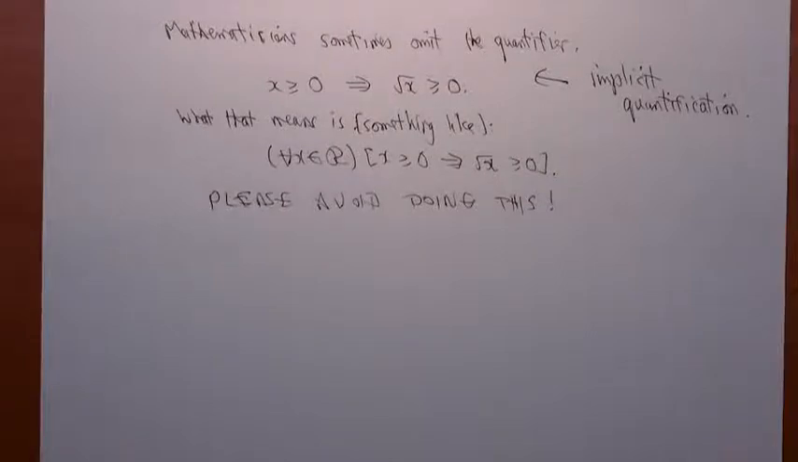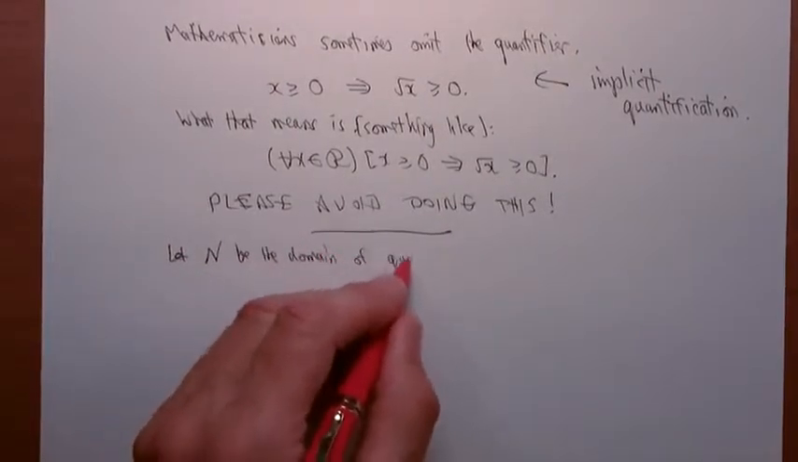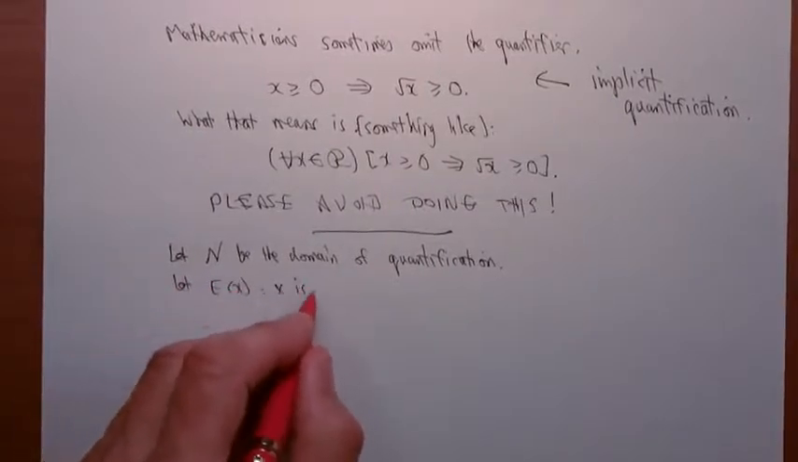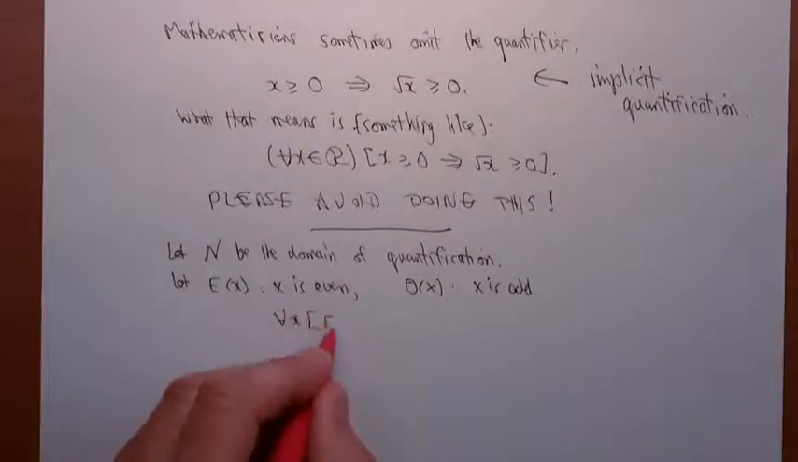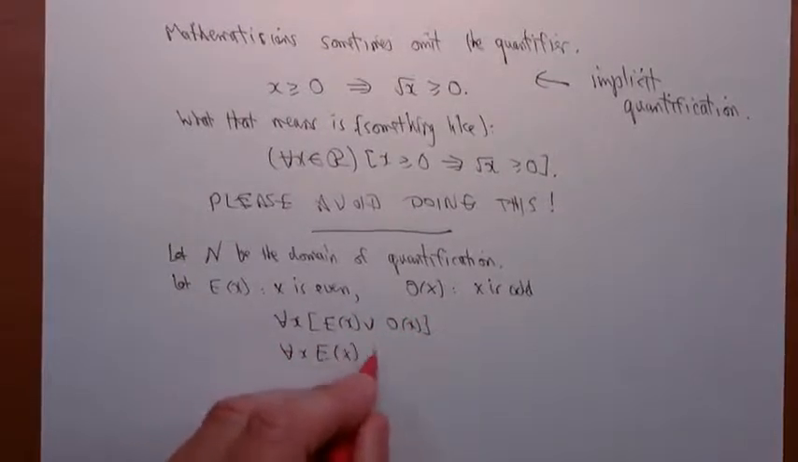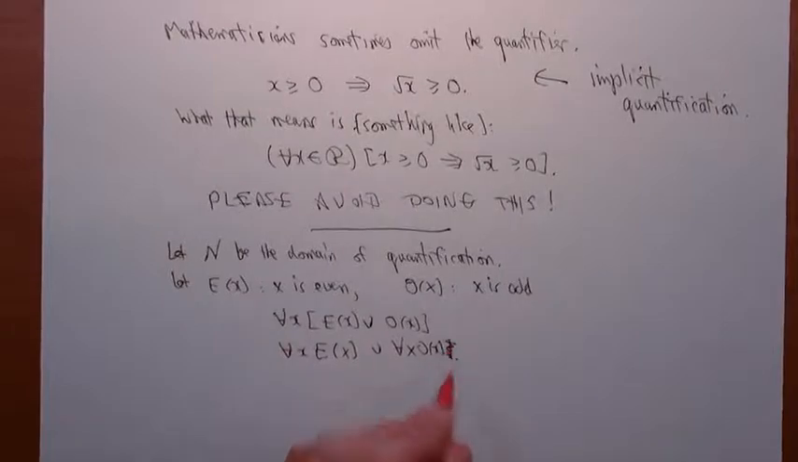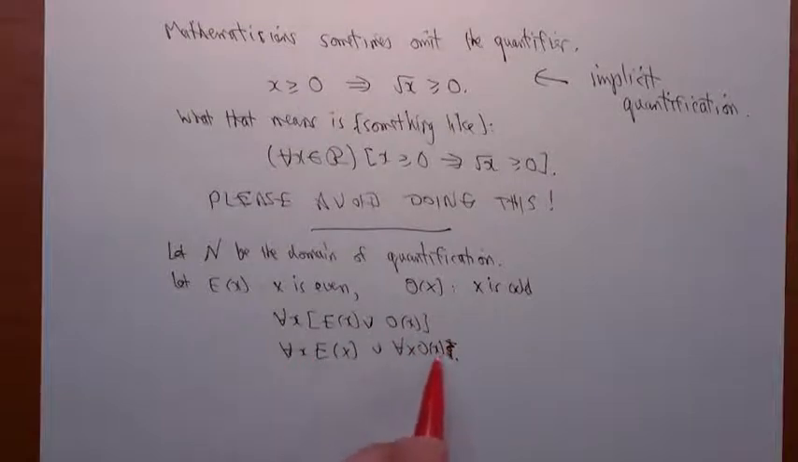And having given you one caution, let me give you another one. This is about combining quantifiers with conjunction and disjunction. Let me just do this by way of an example. Let N, the set of natural numbers, be the domain of quantification. Let E of x mean x is even, and let O of x mean x is odd. Look at the formulas: for all x, E of x or O of x, and for all x, E of x, or for all x, O of x.